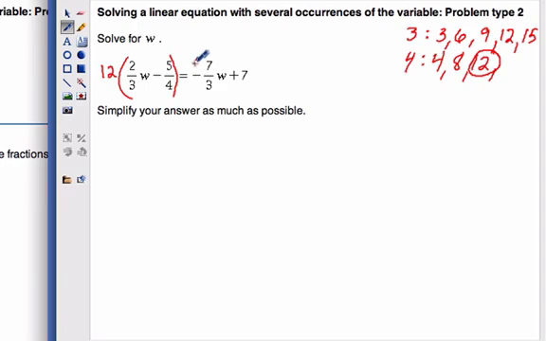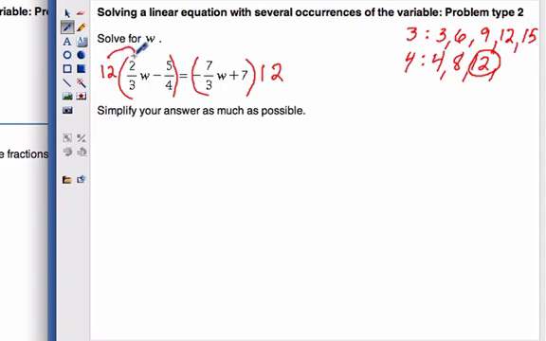Now remember, the reason why this works is because it's an equation. You cannot do this with things that are not in equations. We're using our equation rule: if you do something to one side of an equation, you have to do the same thing to the other side to keep it equal, right?